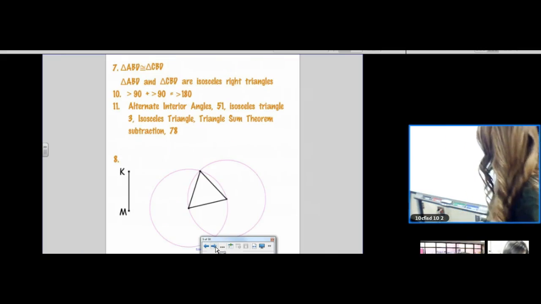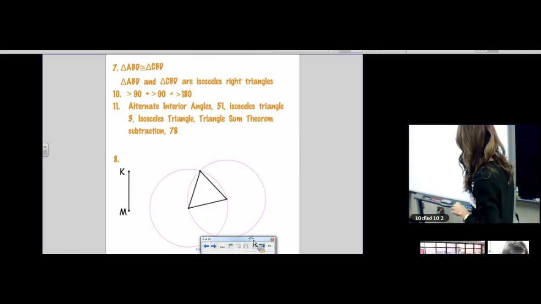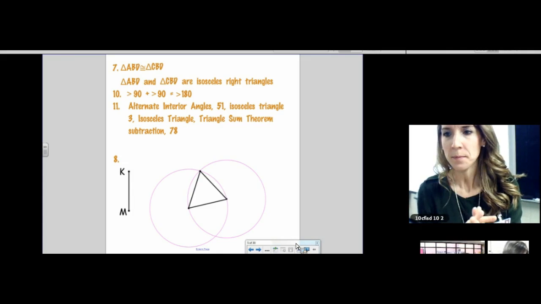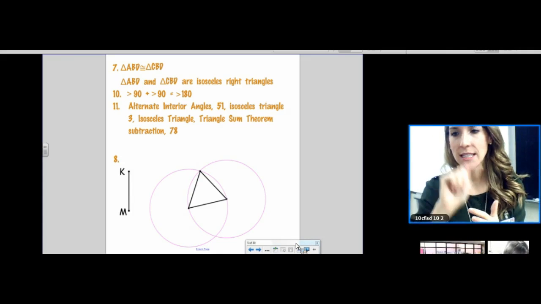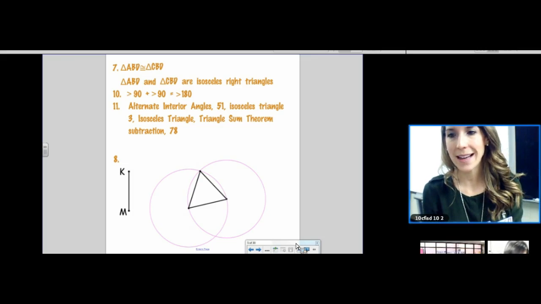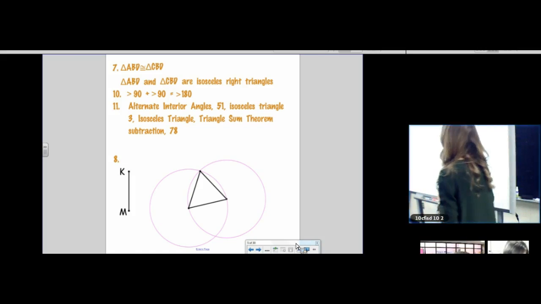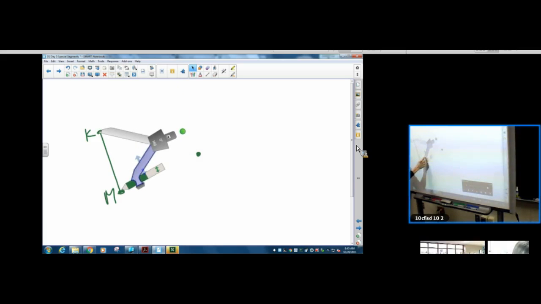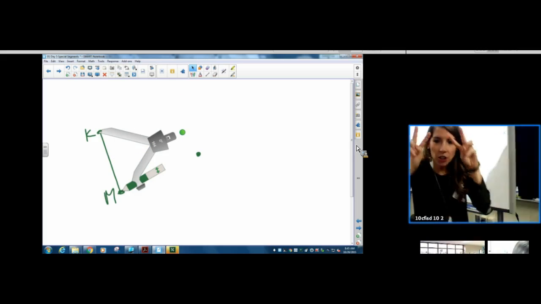And final page. That was a lot of pages of answers. 7, and then it skips down. I put 8 at the bottom. I didn't do 9. Number 10, there's multiple answers. Over to the segment, and you quote-unquote measure it with your compass.